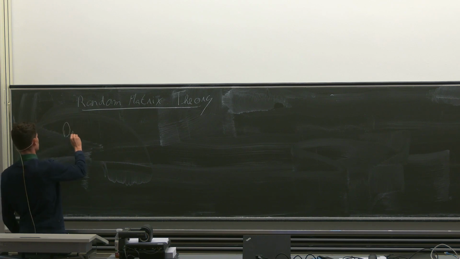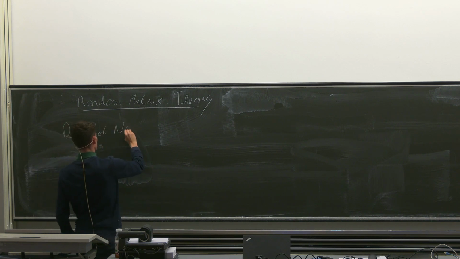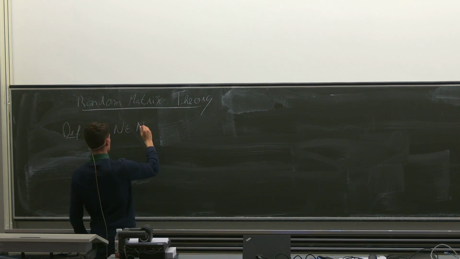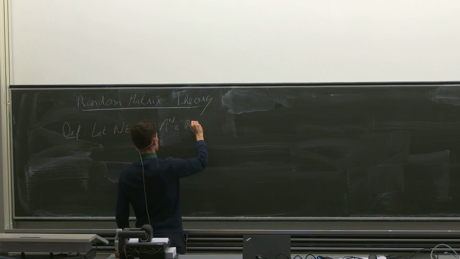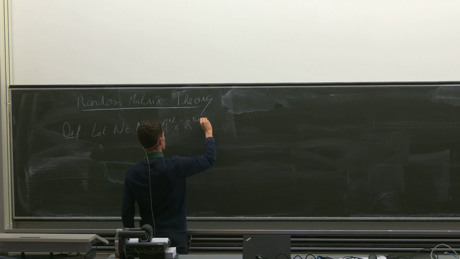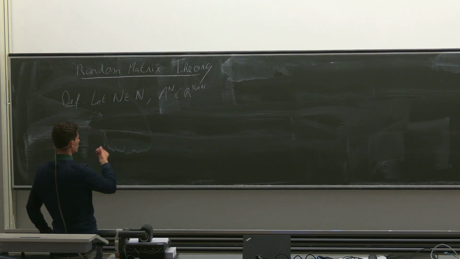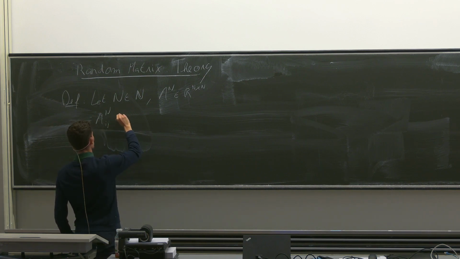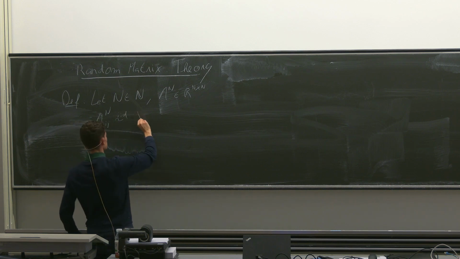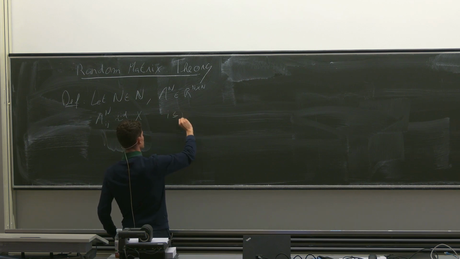So let me first define. Let n be a natural integer. And then we study the matrix A_N in R^{n times n}, where the entries are defined as follows. So we have A_N(i,j). These are all distributed IID according to some distribution X for all i less or equal than j.